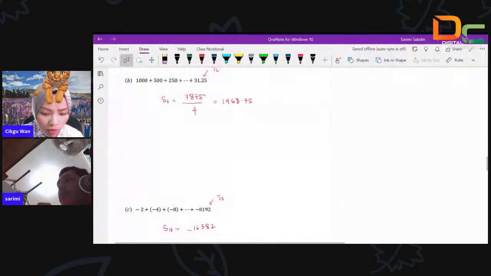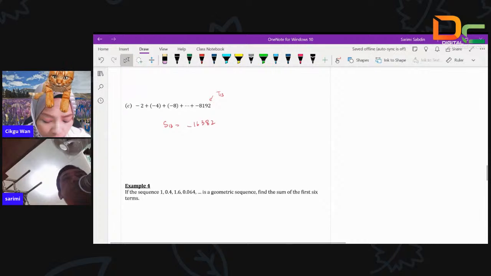Alright, so we will move to the next example, example 4.